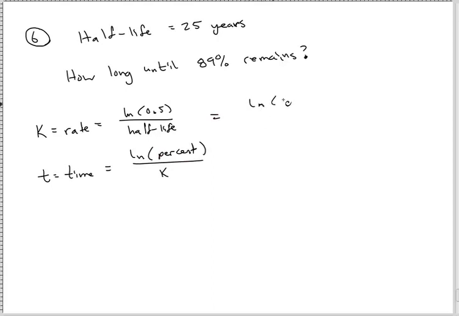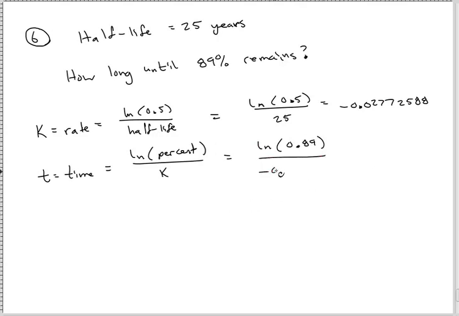So ln of 0.5, and I'm going to divide it by, my half-life is 25. So I go and find this in the calculator. ln 0.5 divided by 25. I got a negative 0.02772588, and that's good enough. Okay, so we got that. And now I'm going to do my ln percentage, so 0.89. You got to put it in decimal form, I guess you could say, divided by the k that I just found.